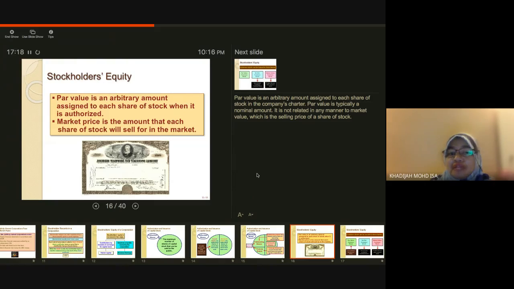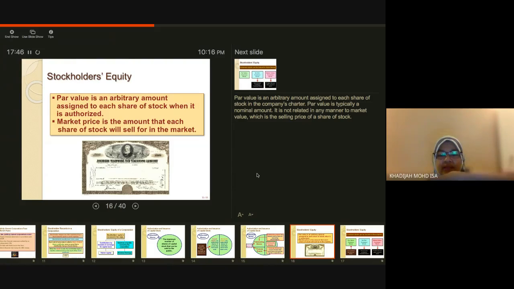When you register your company, you can indicate what your par value is, the amount assigned to each share of stock in the company. Normally in Malaysia, each share is valued at par RM1. So remember that. Does that mean it is the minimum share? No, par value is always like this.